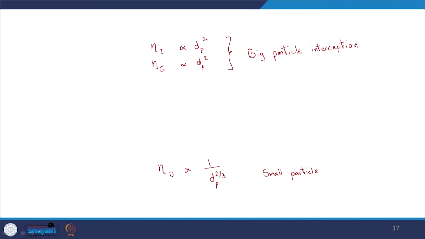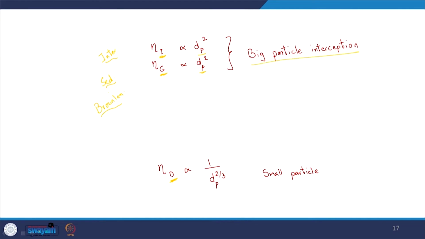And why is that? If you look at it, there is removal efficiency due to inertia, due to gravity or sedimentation, and due to diffusion, or Brownian motion. We looked at different aspects: interception, sedimentation, and Brownian motion. So, as you can see, removal efficiency due to interception, inertia, and gravity depends upon the square of the diameter of the particle.